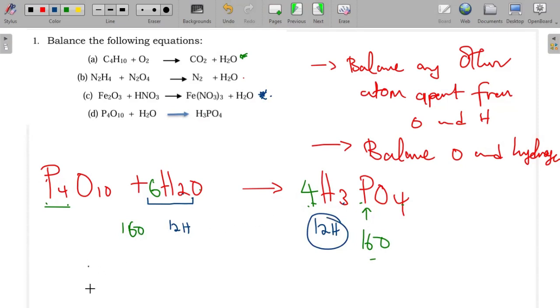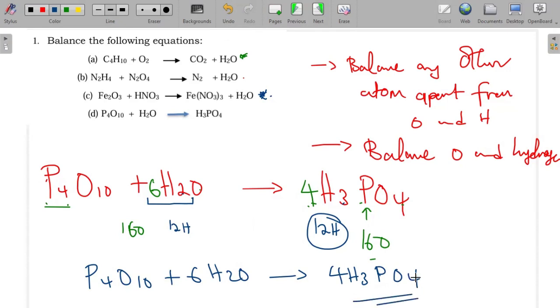So it means P4O10 plus 6 H2O gives 4 H3PO4, which is the correct balanced chemical equation for the last one. Okay, so we are basically done on question 1.